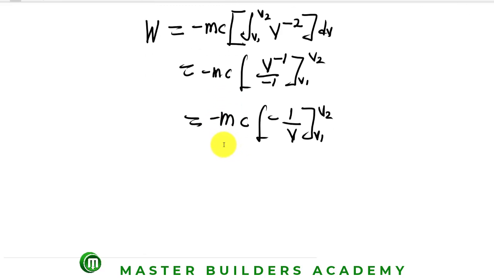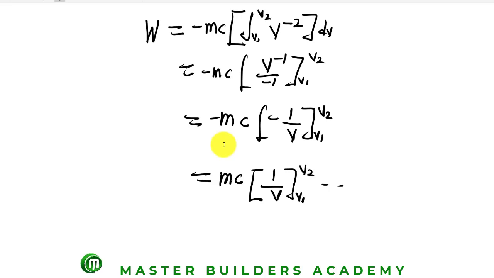I hope you are following. Then by the time we remove this bracket or expand further, this will have given us positive MC into 1 over V, between V2 and V1. We can decide to call this one equation 1. Why are we calling this equation 1?